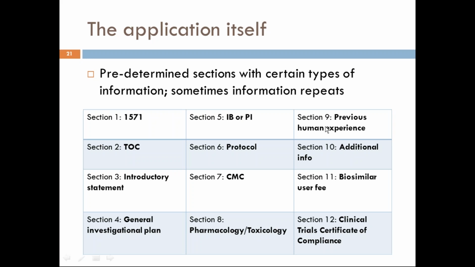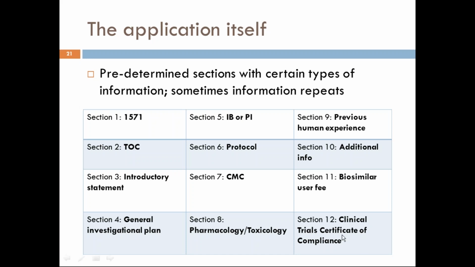If there is previous human experience, for example, if an antifungal medicine is already approved for sale in Australia, you would have a little section that says, hey, it's for sale in Australia, and this is the incidence of any side effects, just information like that. Then there's a section for pediatric populations, radioactive drugs, things that have abuse potential, things like that. Section 11 typically doesn't apply to us. It's the biosimilar user fee. When you make, let's say, an antibody whose patent has expired and you want to make a similar antibody, you need to pay a fee to the FDA.